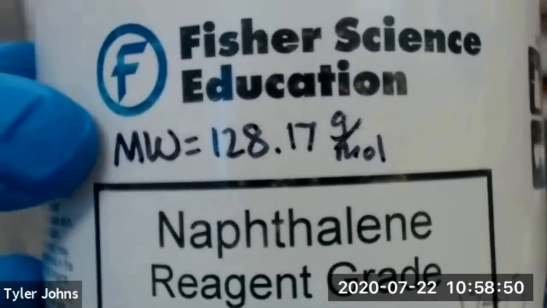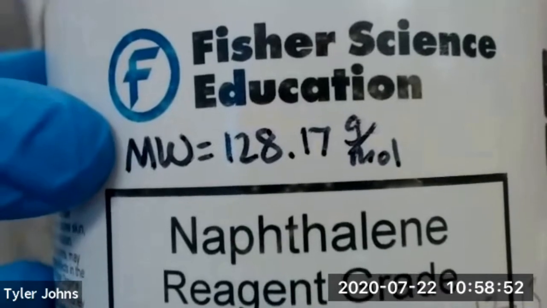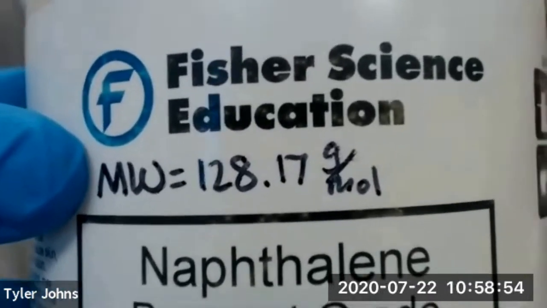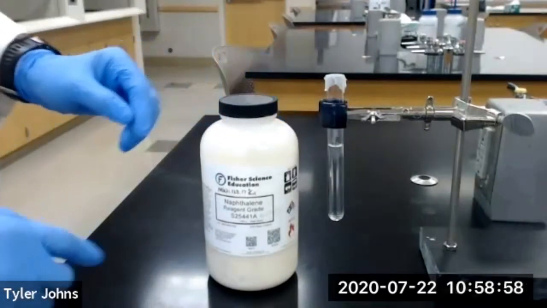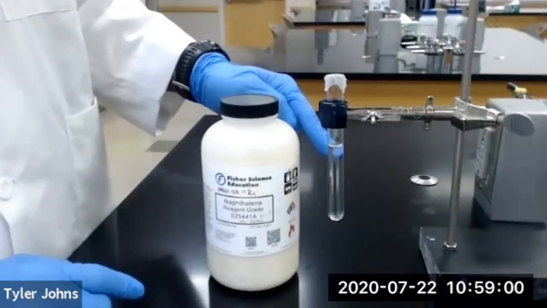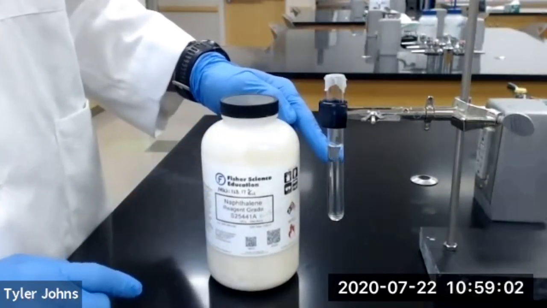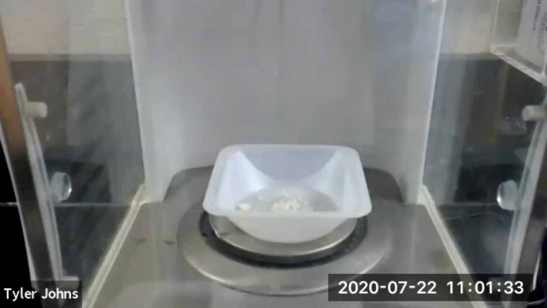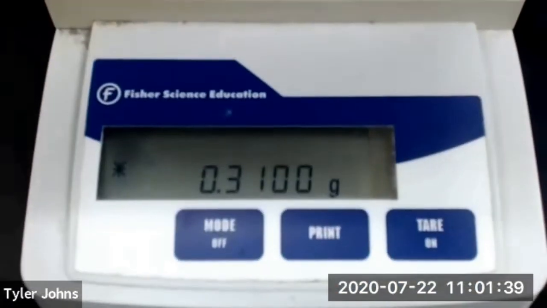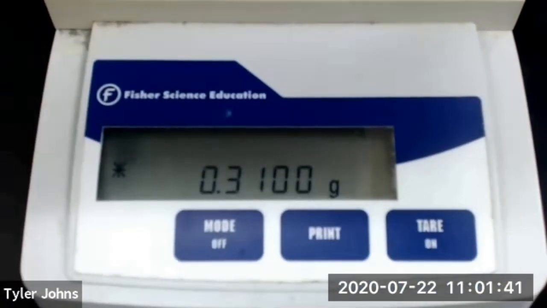Naphthalene has a molecular weight of 128.17 grams per mole. And we're going to transfer that approximately 0.3 grams to the test tube that contains the cyclohexane that we used in part B of this experiment. The mass of naphthalene that we'll be dissolving in the cyclohexane inside of our test tube is 0.3100 grams.